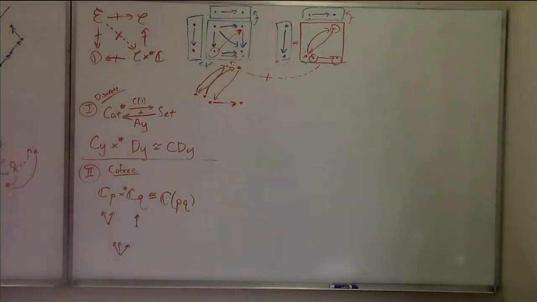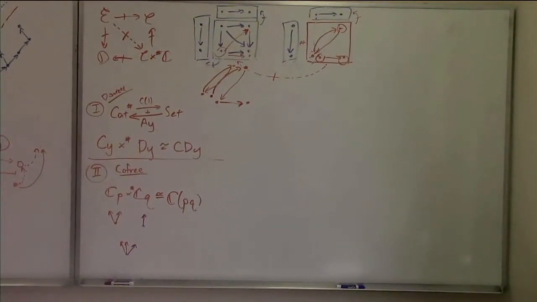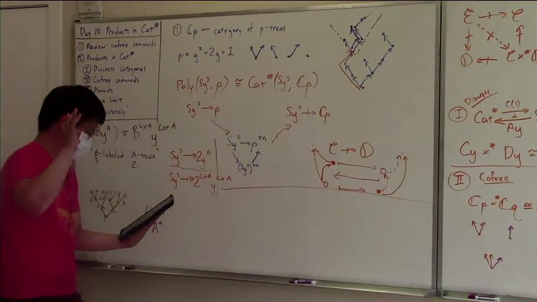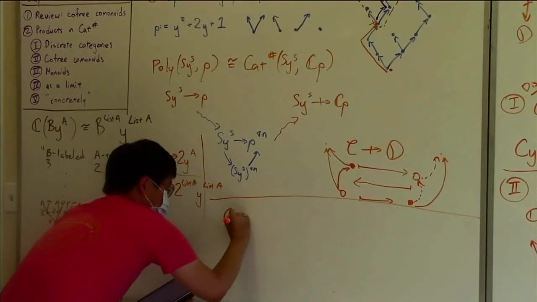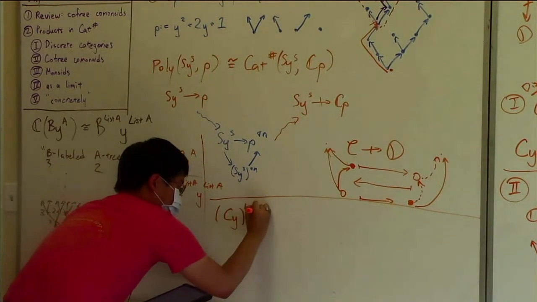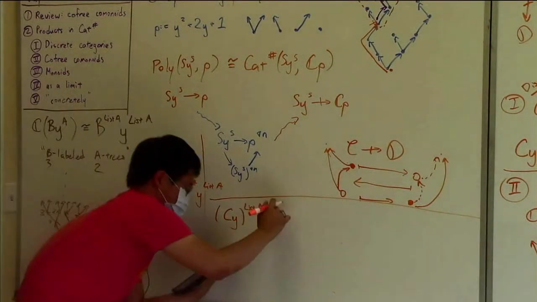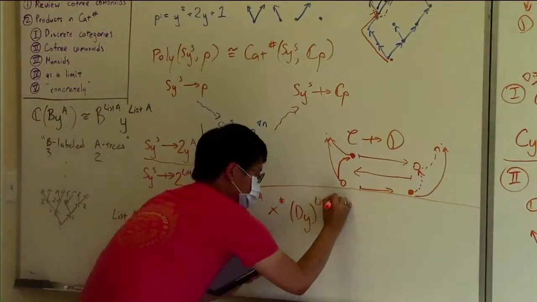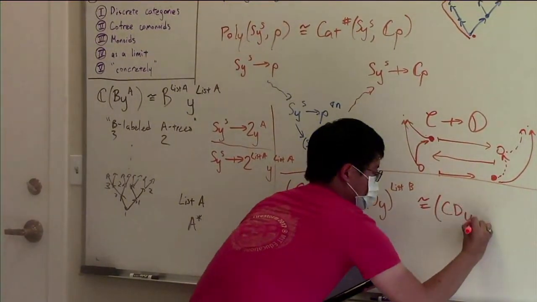As a specific example, a slightly more concrete one, if we use these monomials, and take the product of the cofree comonoids on two monomials, so let's say we have cy, I'm just going to draw parentheses around them because I can sort of factor out this list A, times dy, list B. What kind of thing is that? Well, it's going to be c dy list A plus B.